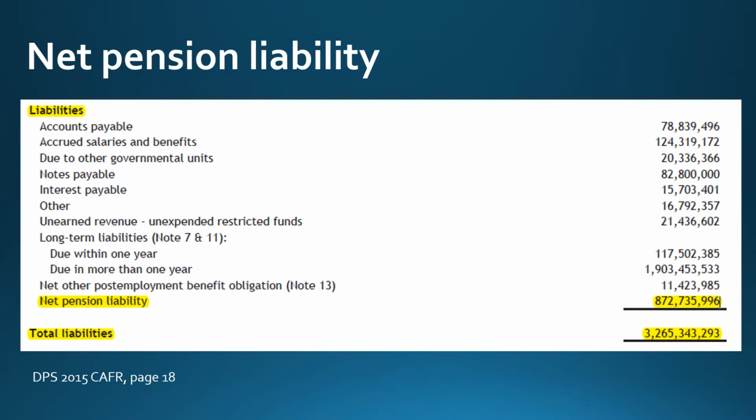GASB is requiring that this net pension liability be listed in different areas of the comprehensive annual financial report. So here they actually list it with all other liabilities to get an idea of the magnitude of the pension liability versus other long-term debts. And here they're comparing it to the capital debt of 1.9 billion. They're also comparing it to other operating year-to-year liabilities, such as $78 million in accounts payable, unpaid bills in Detroit Public Schools, $124 million in salary and benefits, and various other types of debts that this school system is essentially beset with.